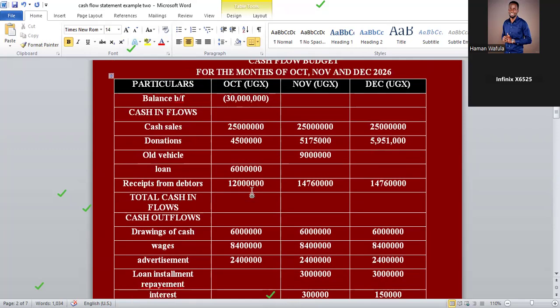So inflow for the first month, that is October, is going to be negative 30 million. Then 25 million, 4.5 million plus 6 million plus 12 million. Remember the 30 is a negative, so we subtract it and we remain with 17,500,000.